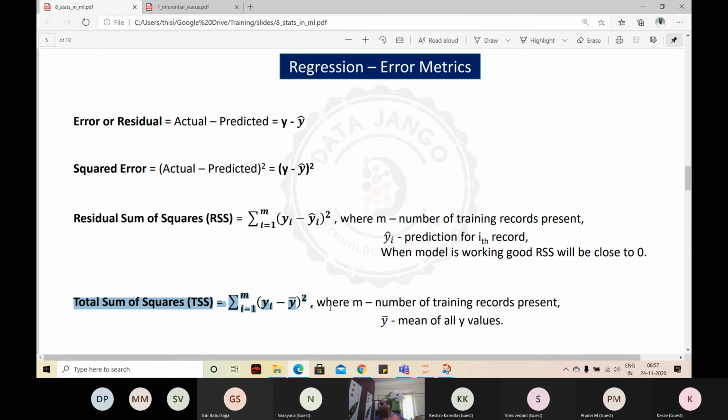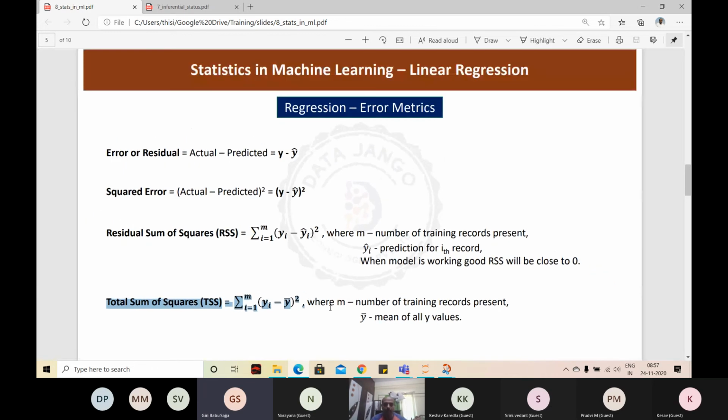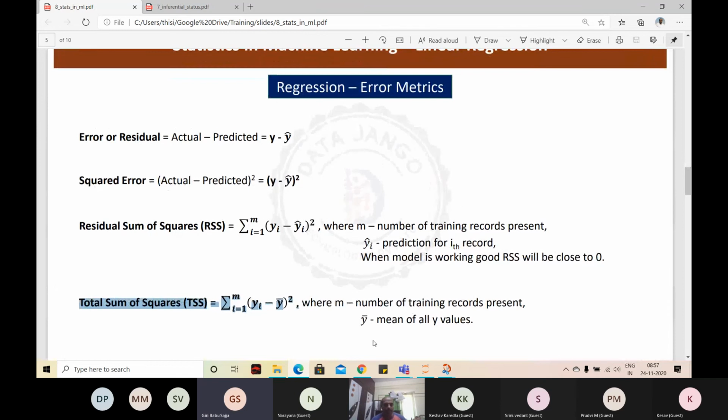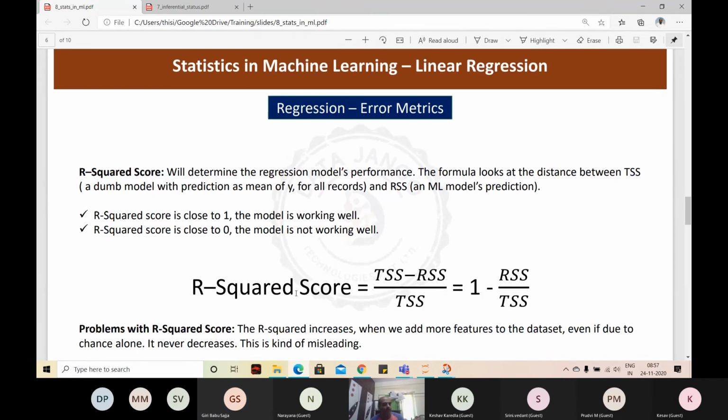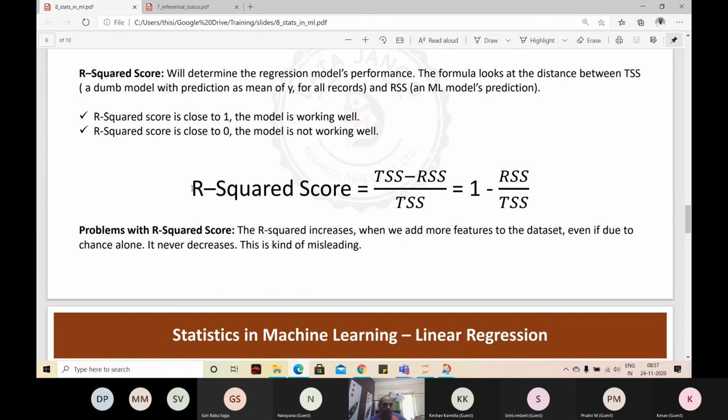Can I say that? Yes, sir, because it's not considering the experience and the variation because of experience. Right, I can call this a dumb model. Now, the R square metric is dependent on that. So, the R square score is the distance between the TSS and RSS, the dumb model and the intelligent model. Dumb model and intelligent model, right?